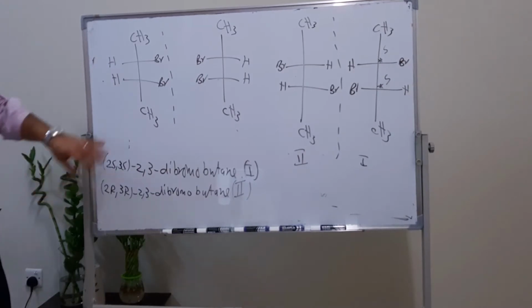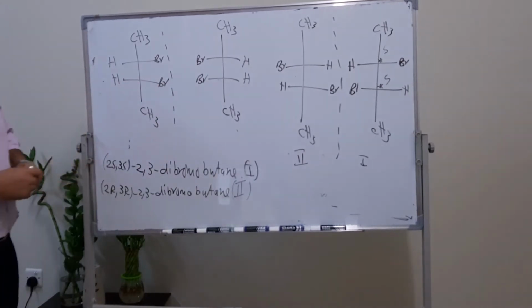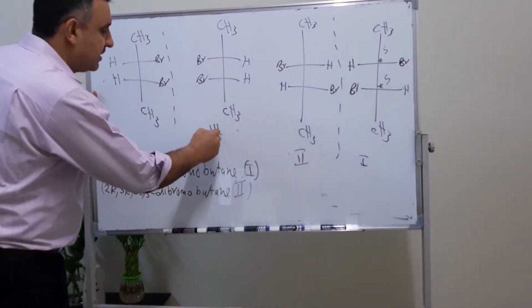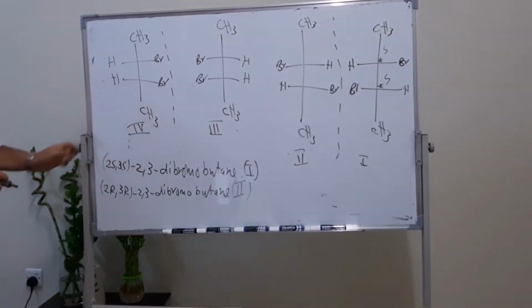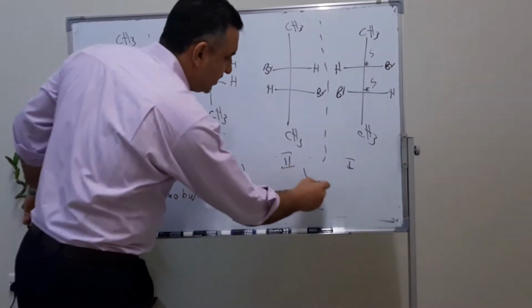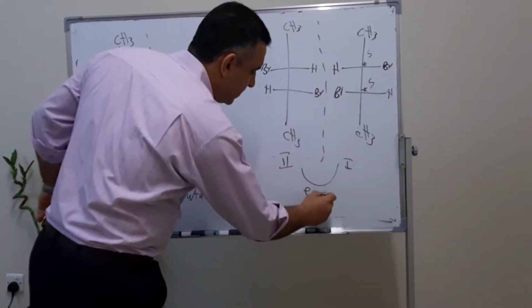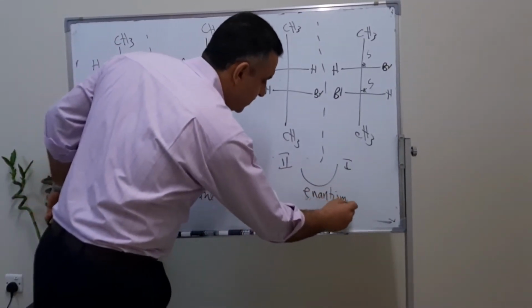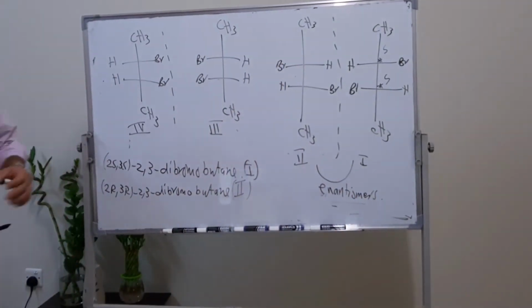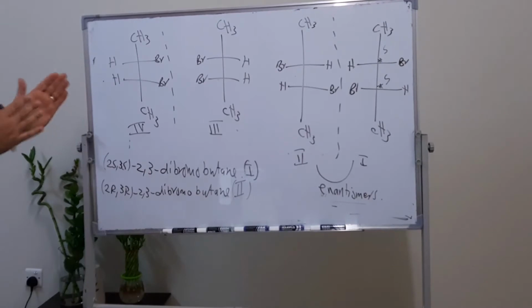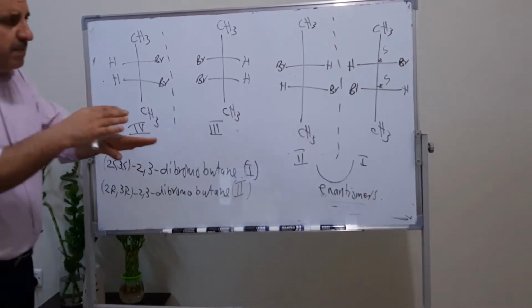You follow me? So we'll come to 3 and 4 in a while, but let me just see what's the relationship between 1 and 2. Now 1 and 2, as we said, they are enantiomers, because as you can see, these two structures are mirror images, but they are not superimposable to each other.